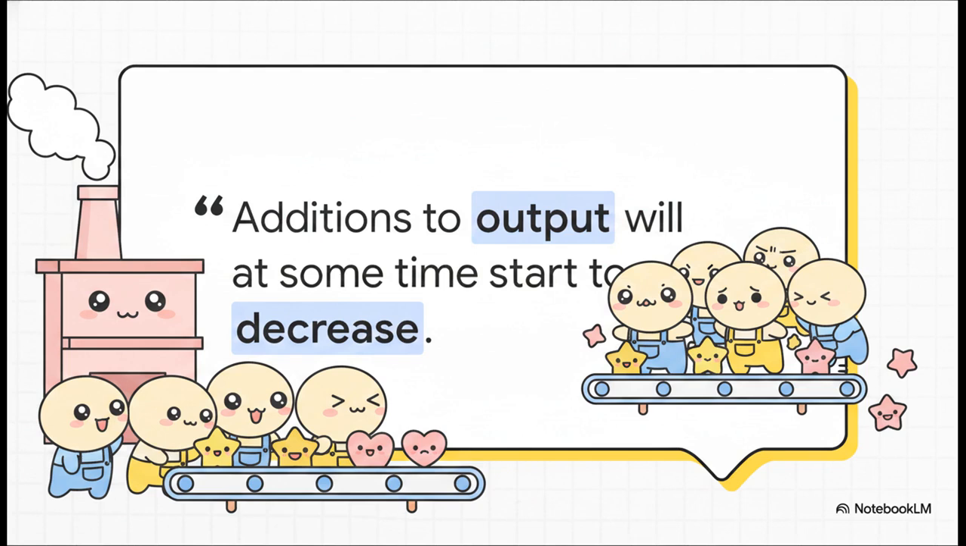It states that as more quantities of a variable factor, like labor, are added to a fixed factor, like the physical size of your factory, additions to output will eventually decrease. Think about it. In the short run, your factory's size is fixed. You can't just magically stretch the walls overnight. So if you keep stuffing more and more workers onto the same assembly line, eventually they just start bumping elbows.